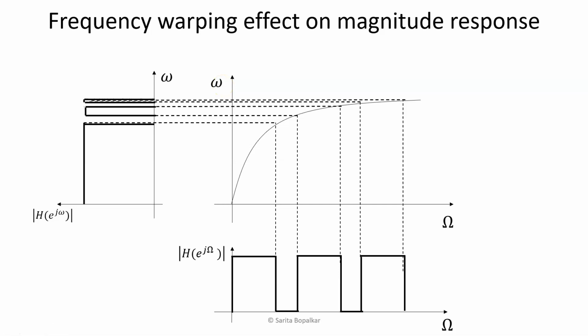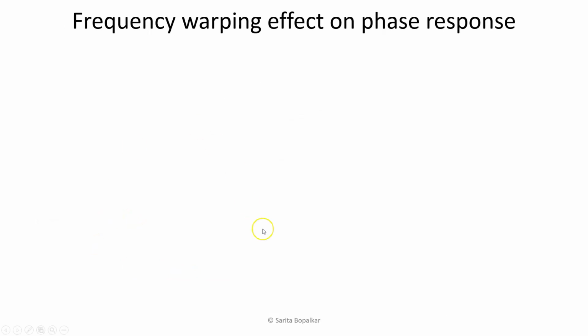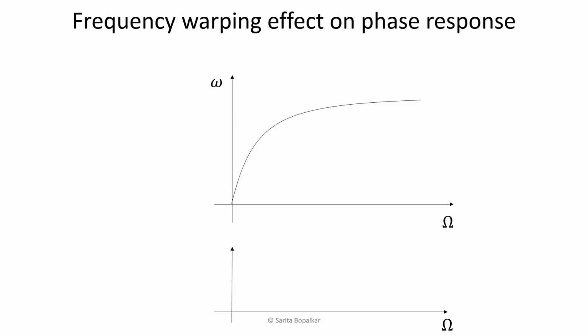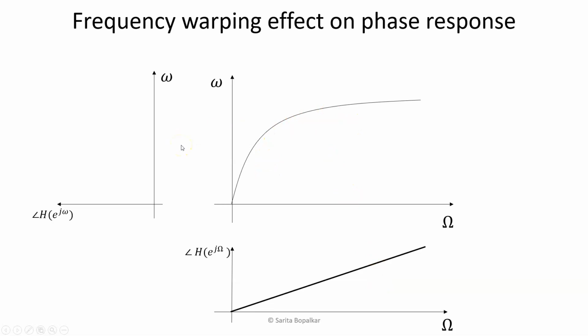Due to that, frequency warping happens. That means higher frequencies get compressed. This is the effect of frequency warping on a magnitude response, mod H of s and mod H of z. Now let's see what its effect is on a phase response. Our relation between analog frequency and digital frequency is non-linear. Now let's check the analog phase response. Angle of H of s, this is linear. Now let's see how we are mapping this linear phase response using this non-linear relation to the digital frequencies.